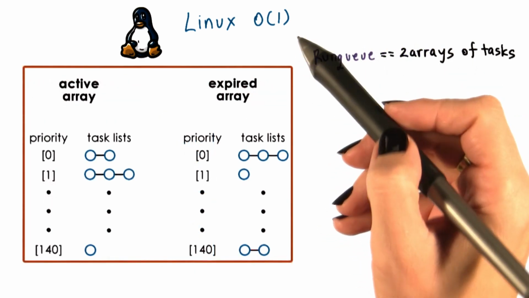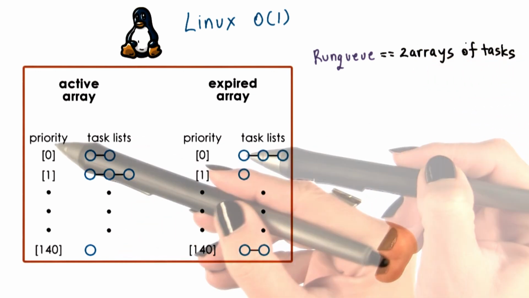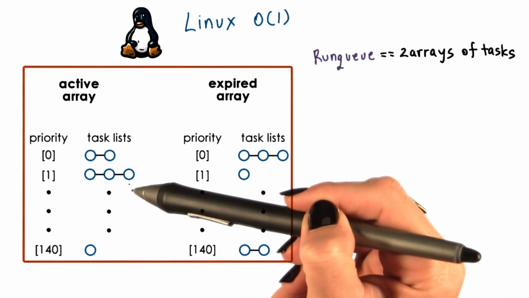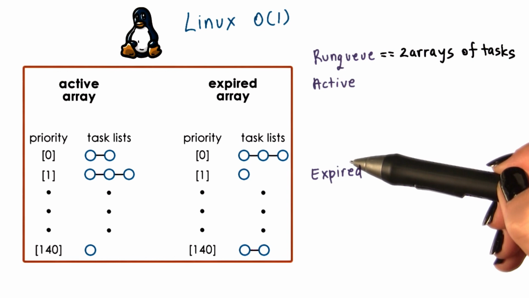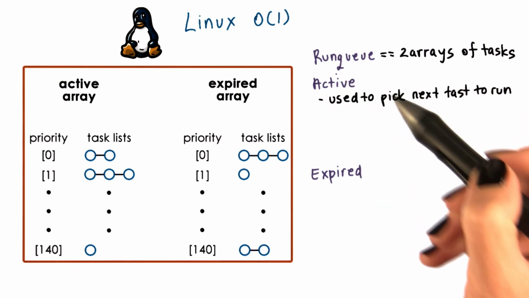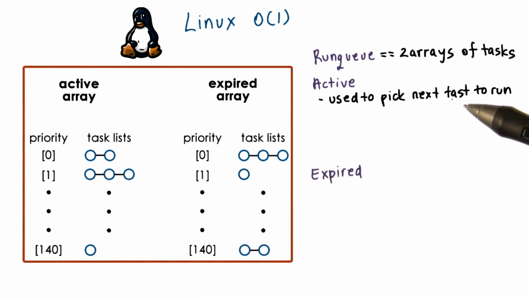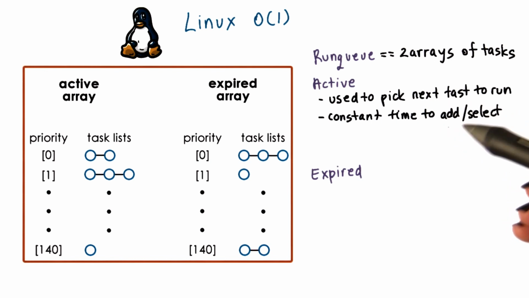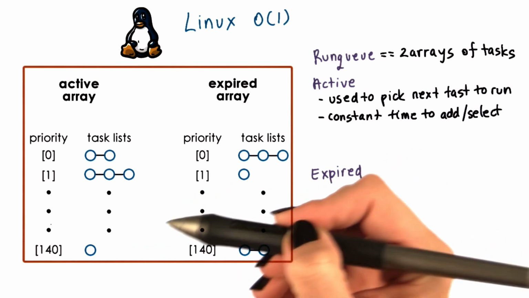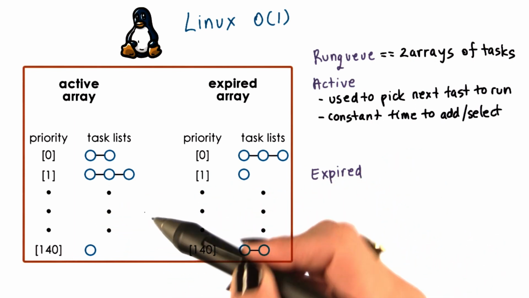The run queue in the O(1) scheduler is organized as two arrays of task queues. Each array element points to the first runnable task at the corresponding priority level. These two arrays are called active and expired. The active list is the primary one that the scheduler uses to pick the next task to run. It takes constant time to add a task, since you simply need to index into this array based on the priority level of the task, and then follow the pointer to the end of the task list to enqueue the task there.